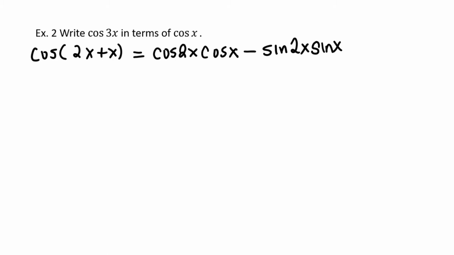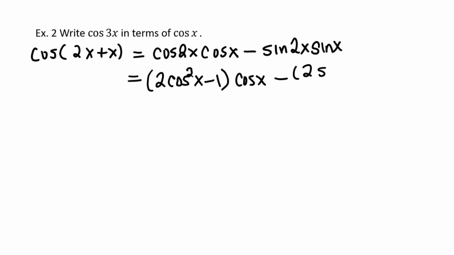Let's now use the double angle formulas, and so remember we're trying to get everything in terms of plain cosine x. So cosine 2x using a double angle formula, one of them is 2 cosine squared x minus 1, and we still have cosine x. And then for the sine 2x, let's use the double angle formula for the sine, and we'll have 2 sine x cosine x. And remember to multiply the sine x that already existed.